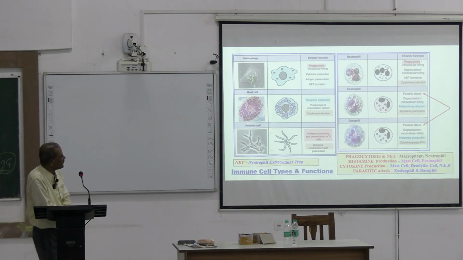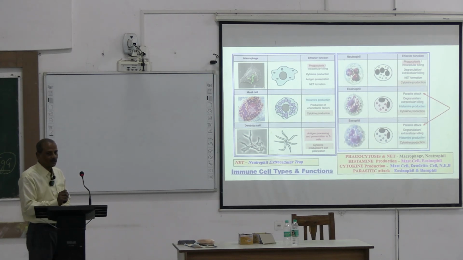Histamine production is by the mast cell and eosinophil. Cytokine production is by the mast cell, dendritic cell, lymphocyte, eosinophil and basophil. For parasitic attack, you can see the eosinophil and basophil attack the parasite cell. These 4 points at least you note down. Nothing more than that is required. Rest you can read the book.